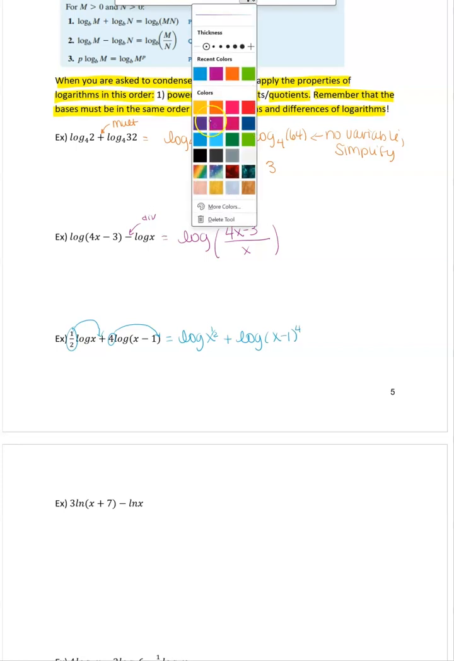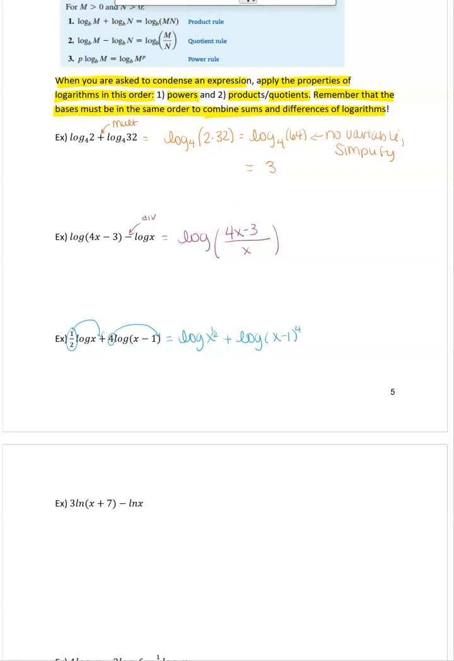Okay. Now let's look at this. This is addition, so it's going to go to multiplication. So we're going to make our 1 log. And we know that x to the 1/2 is going to be multiplied by x minus 1 to the 4th. And these should probably, let me just fix that real quick, be brackets.